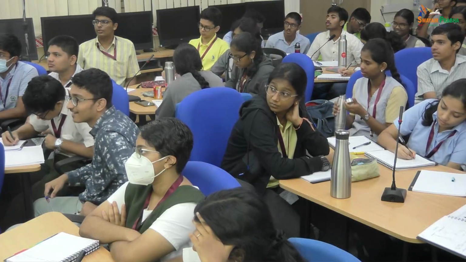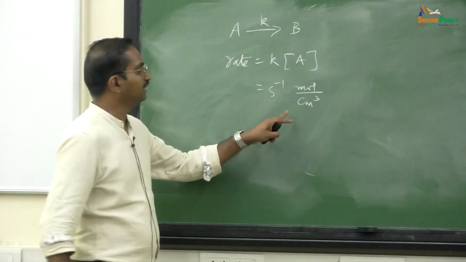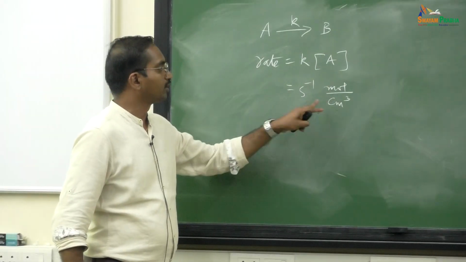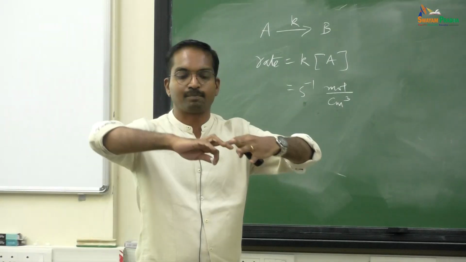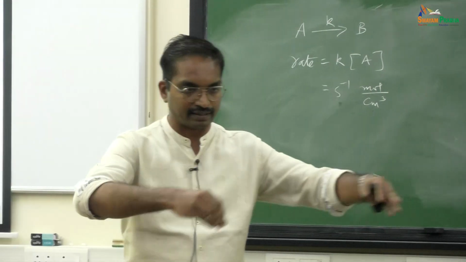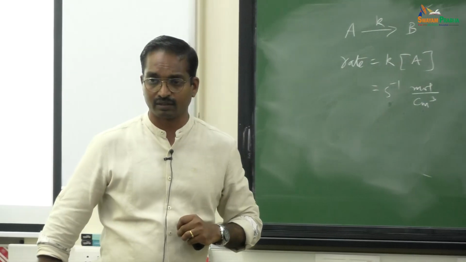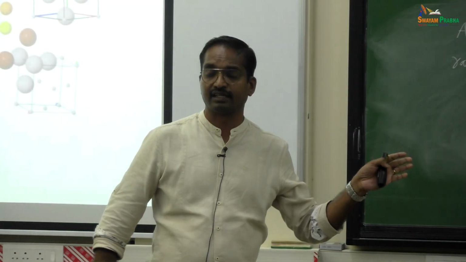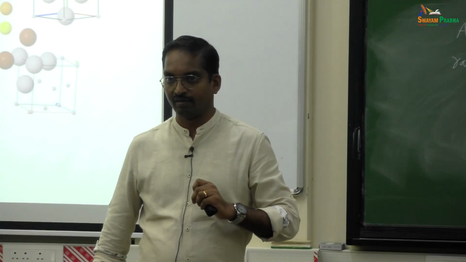Moles per centimeter cube or liter, whatever it is, right? This is the moles per centimeter cube per second, because it is a homogeneous reaction. Homogeneous reaction means the reaction happens in the whole phase, in the whole volume. It does not happen here and there, it is in the whole volume. But what is the difference between the electrochemical reaction and this reaction? Electrochemical reactions are always heterogeneous. What is heterogeneous?